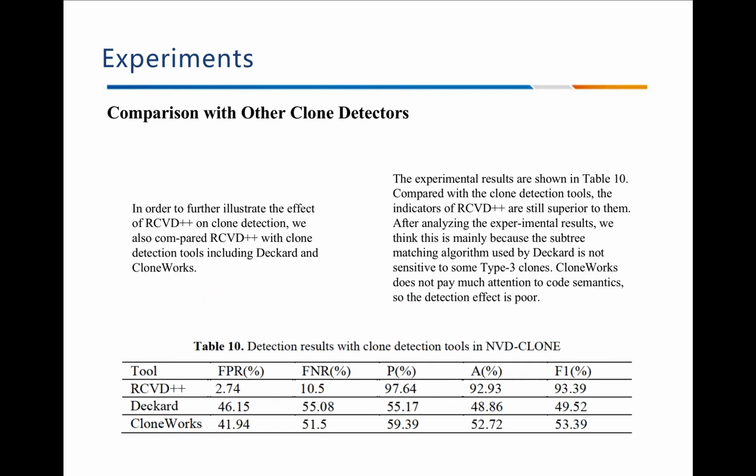Then we compare our tool with other clone detectors, including Deckard and CloneWorks. These two tools are mainly designed for clone detection rather than detecting vulnerabilities. As shown in Table 10, RCVD++ still has higher precision and accuracy, and also a higher F1 score.